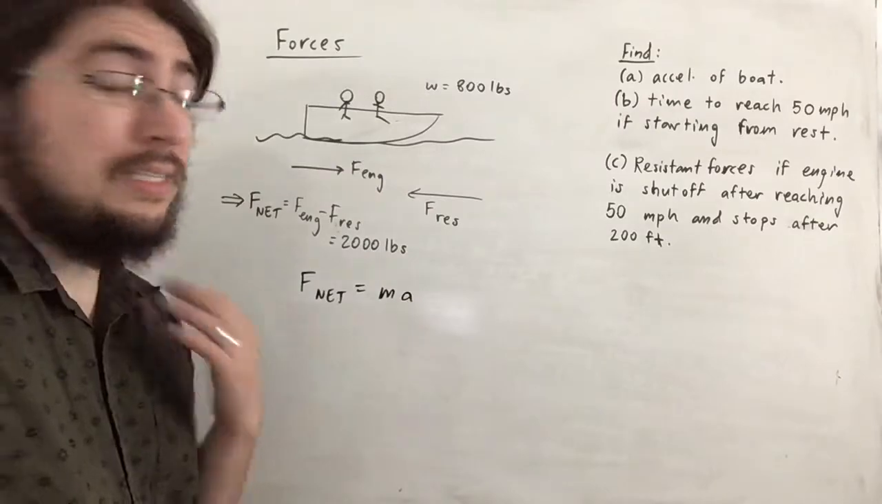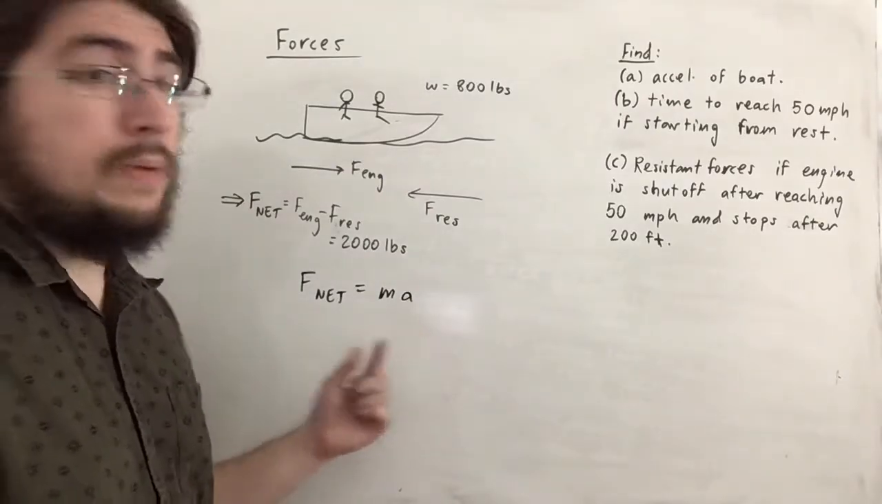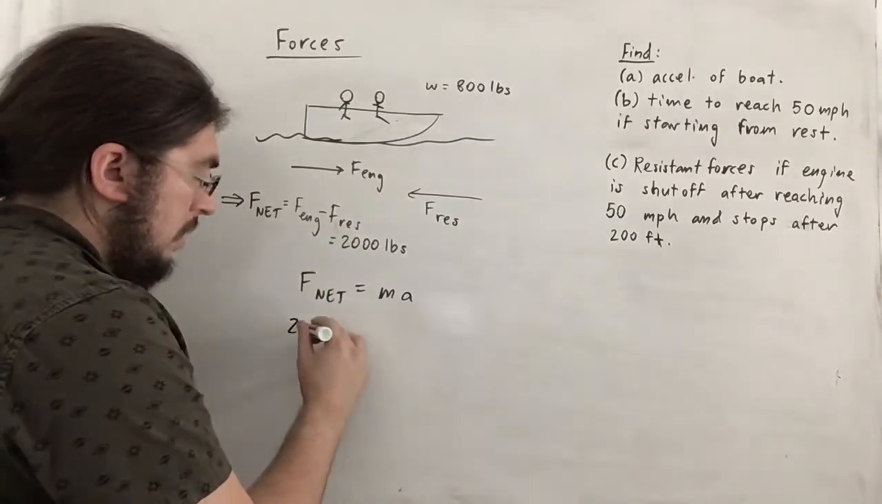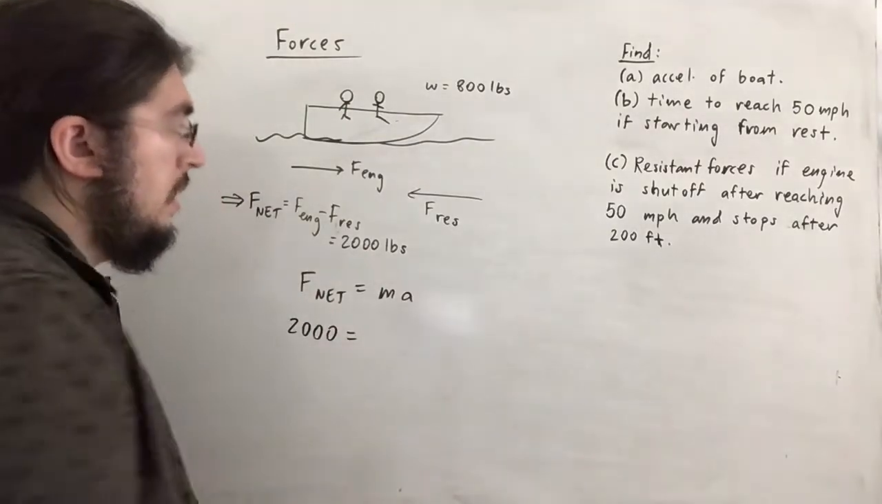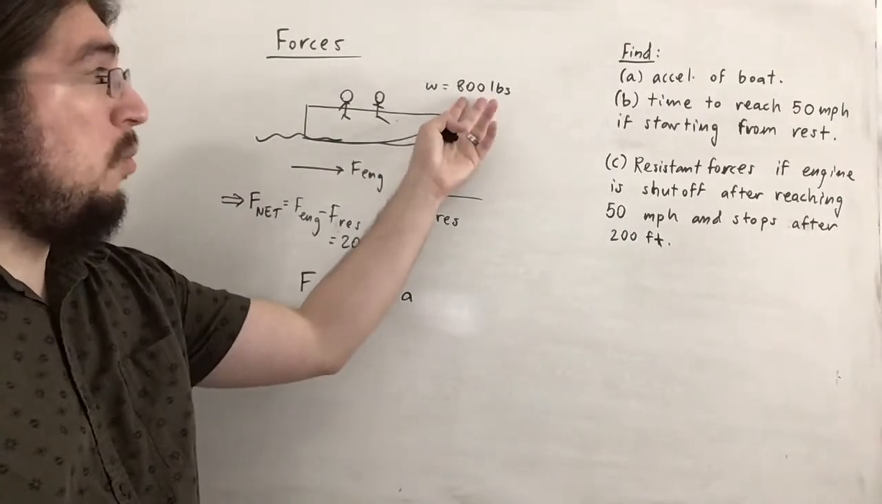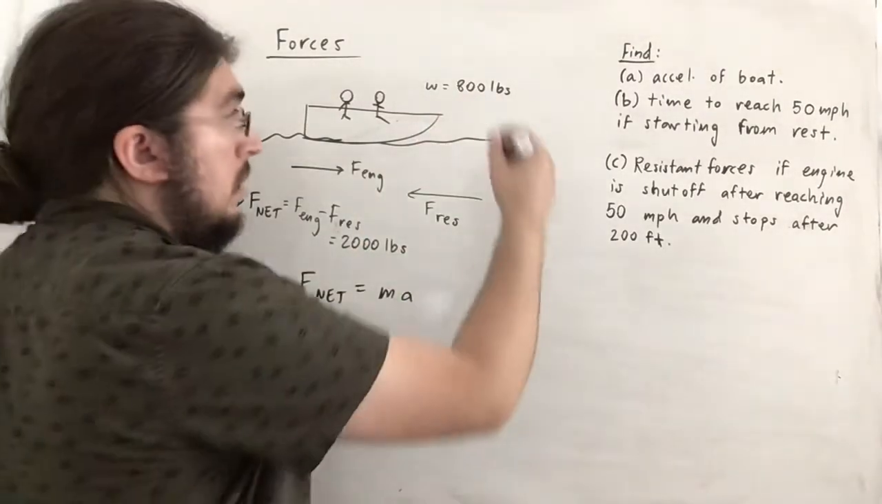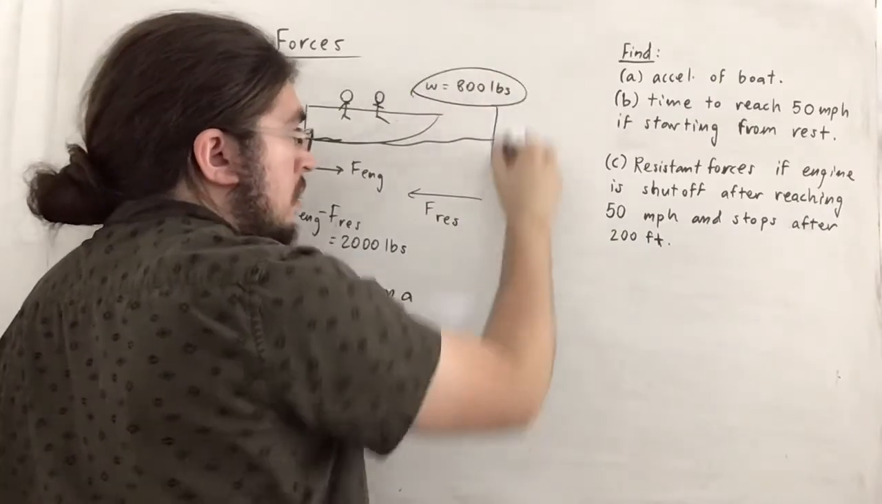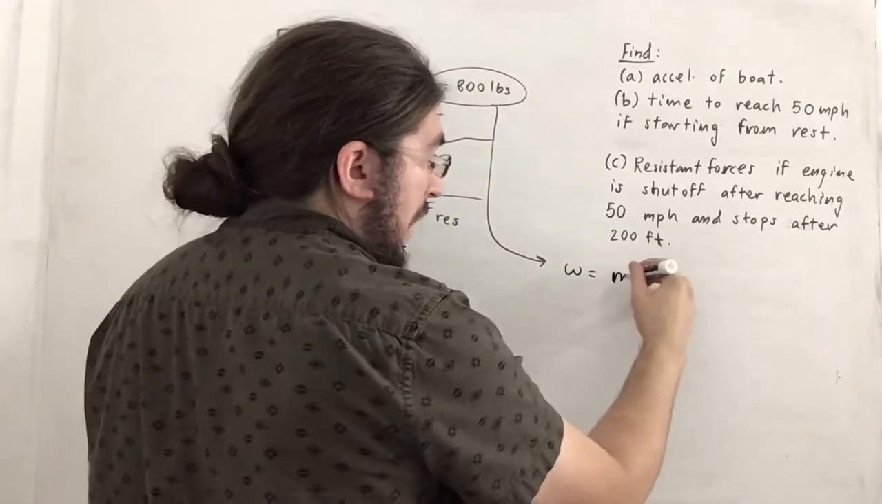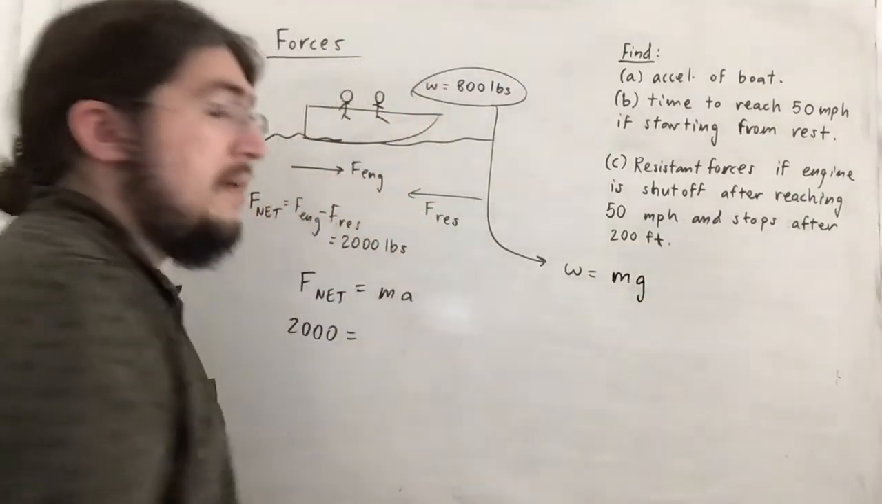So we need the mass of the boat to find the acceleration of the boat because we already have the net force of the boat. Net force is 2,000 pounds. Now we need to find the mass. The good news is we know the weight is 800 pounds. So let me write here that our weight is equal to 800 pounds, but we know weight from our previous discussion is mass times gravity.